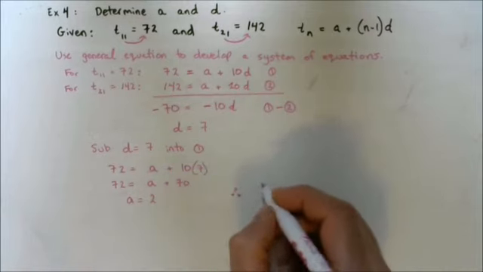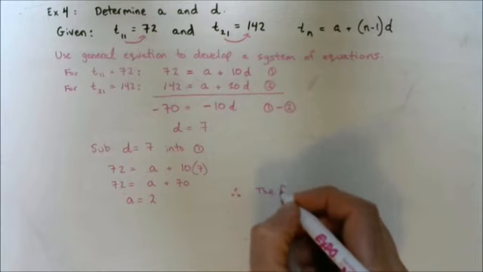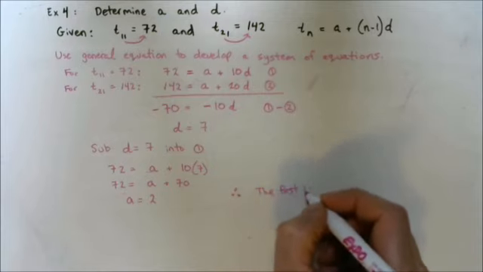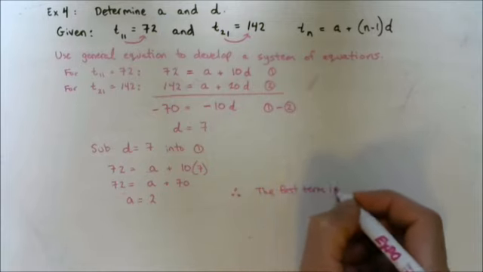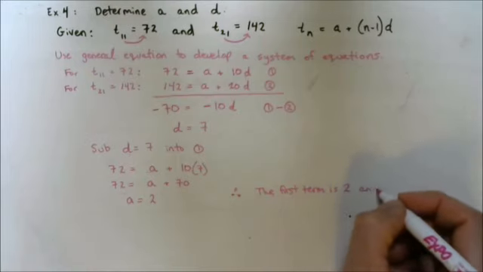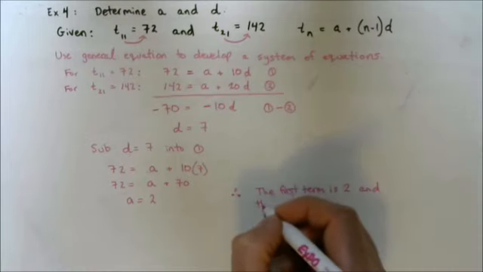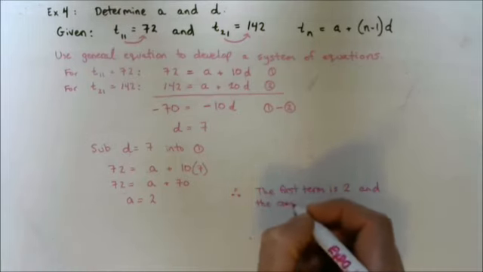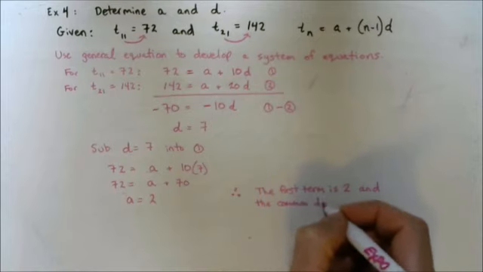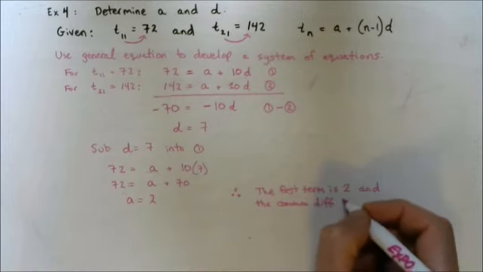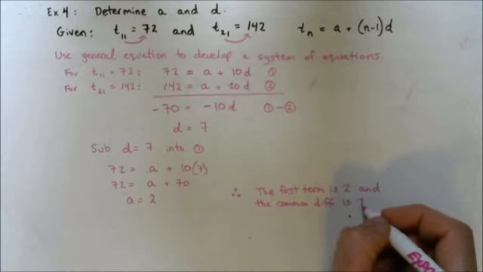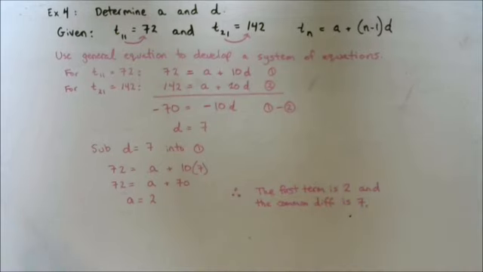Therefore, the first term is 2, and the common difference is 7. There you have it. Okay, quick review.